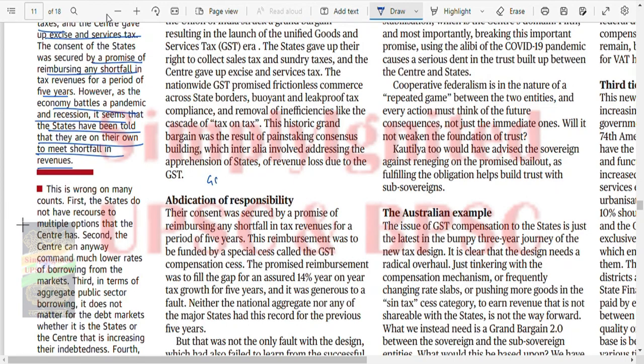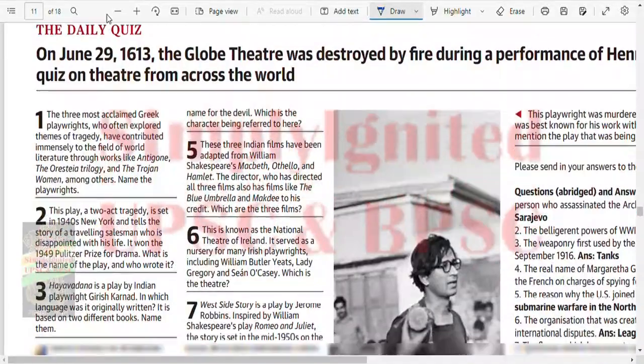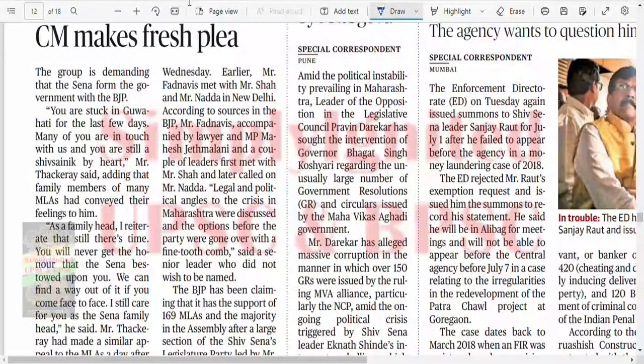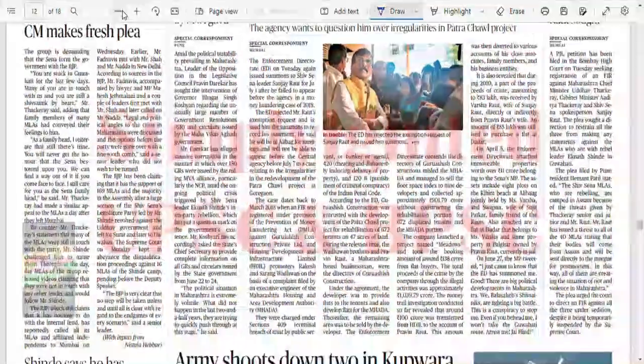GST compensation cess has been extended till 2025-26, right? So the funds go to the states only. Okay, so it is not 5 years now, it is rather 3 more years, because 3 years have been lost to the pandemic. Okay, so we are done with the editorials and op-ed and text and context pages.